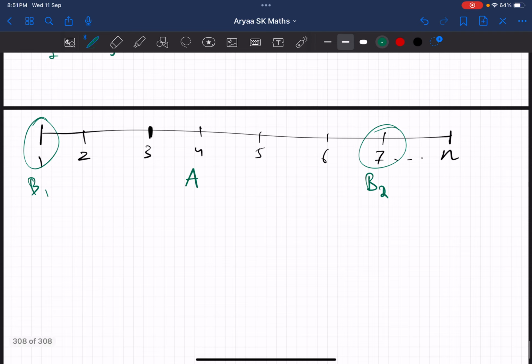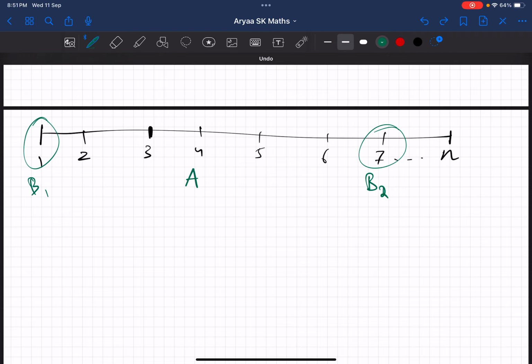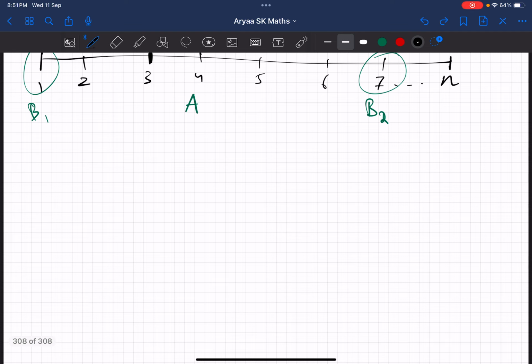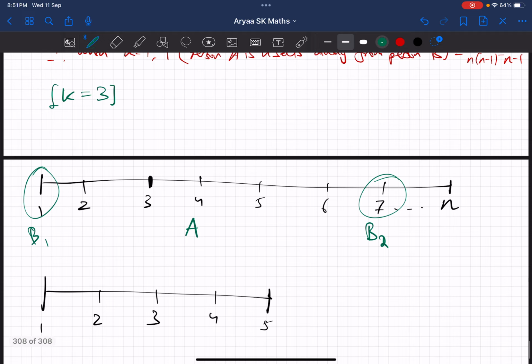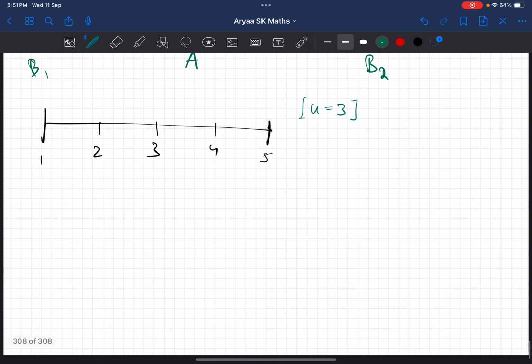So in our case, we're thinking about a super long line, so it doesn't really matter. But let's think about if n was small, like n was 5. So 1, 2, 3, 4, 5. Now, you have to remember K is 3. I'll just write it again over here. If we select A as 2, then 1, 2, 3.